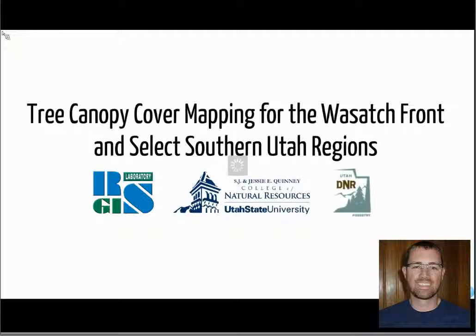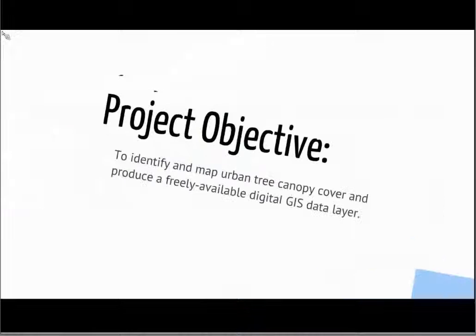So, as Rose said, I work for the Remote Sensing GIS Lab here at USU, and a number of years ago, Meredith came to our lab, actually when John Lowry was working here, and we started mapping the tree canopy cover for Salt Lake County, which led into us a couple years later continuing that project and continuing our mapping for the Wasatch Front and then a couple of select southern Utah regions. So this has been a great project. We've been working on it for a while, and it's been fantastic.